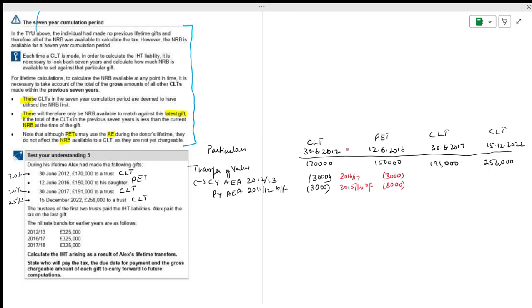Next. Now 2016 and 2017, we already used the 3,000. Current year only is available, 2017 and 18. How much is there? 3,000. Whereas for 2016 and 2017 it is 0. You have to write 0. That is very, very important.